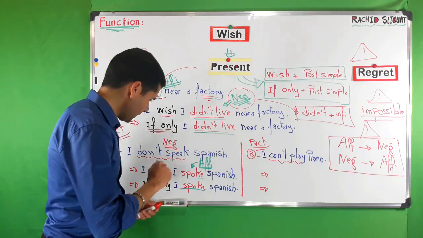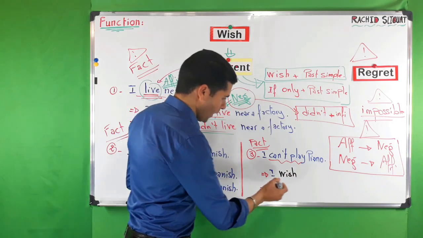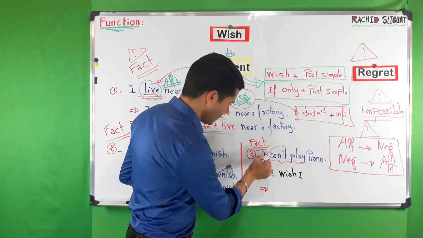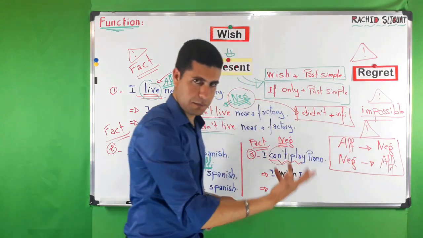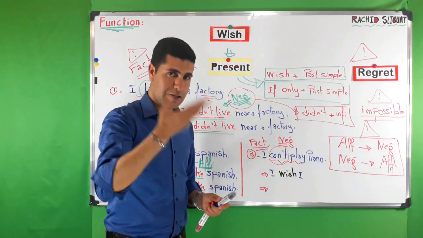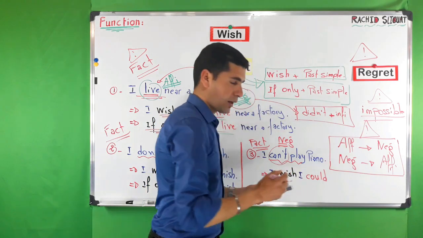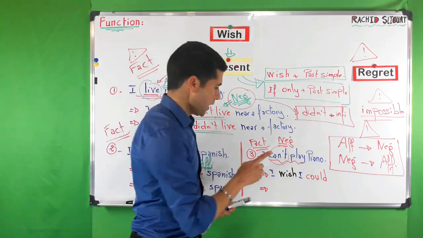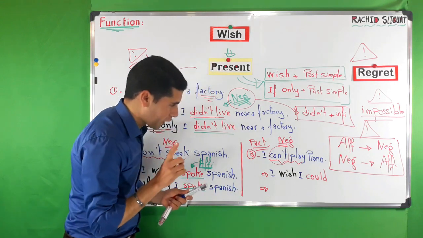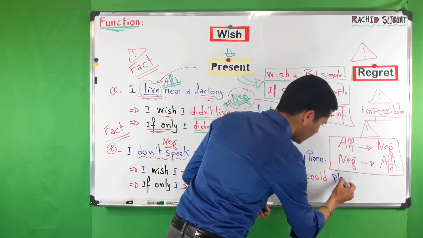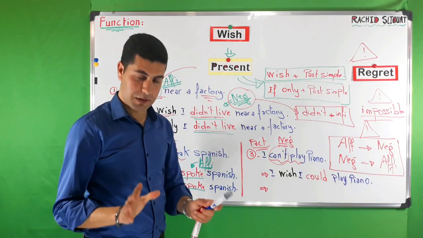So what can we say? Very simply, I wish. Now look here, this is negative. In the wish it becomes affirmative, okay? It becomes affirmative. Can in the past is very simply could, okay? It's very simply could, okay? Can we say could or couldn't? Could. Why? Because the fact is negative. In the wish it becomes affirmative. I wish I could play piano. I could play piano, okay? I wish I could play piano.